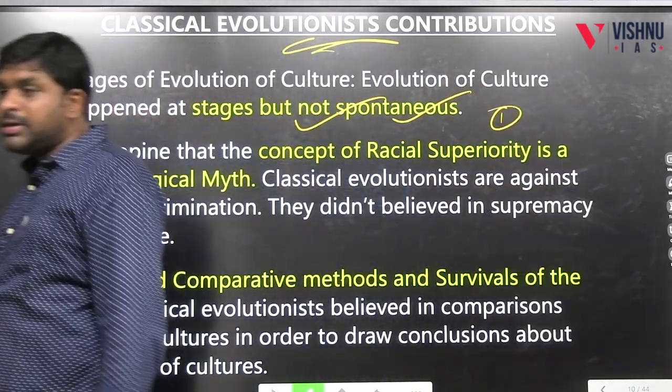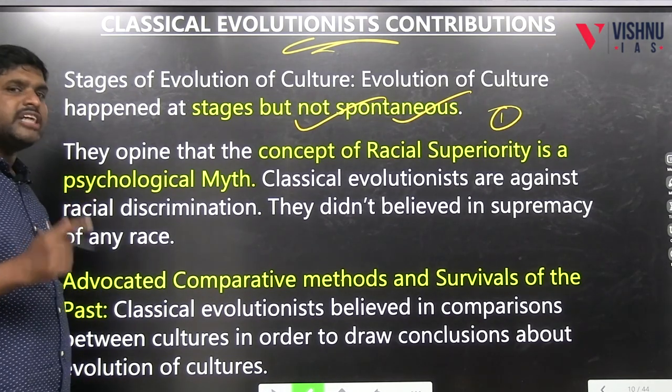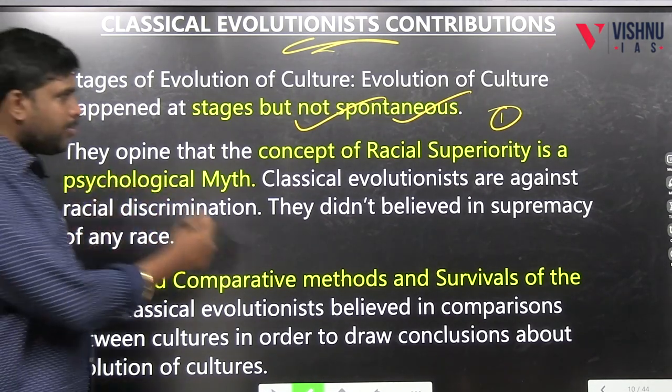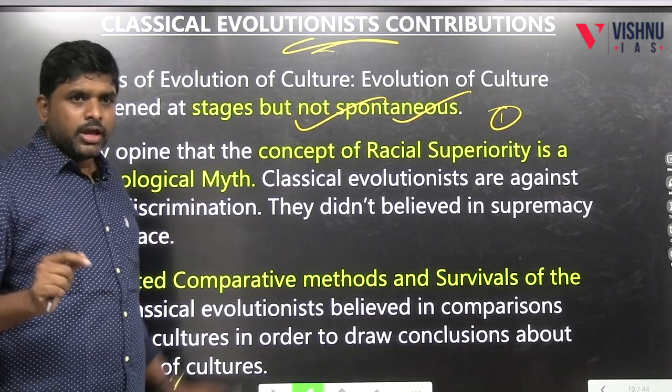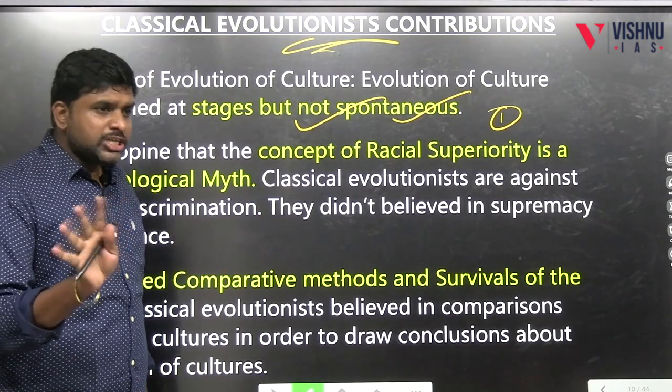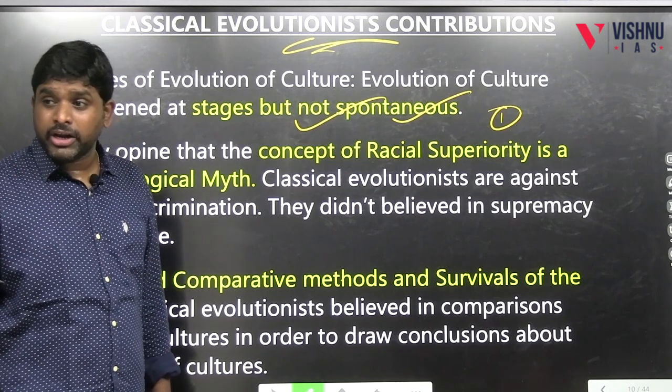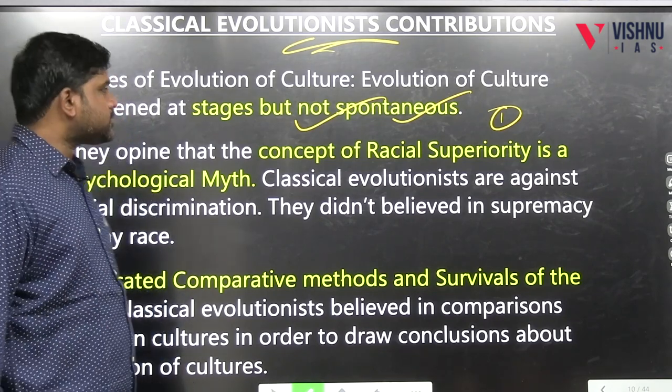Yellow color means it is the crux. Remaining is sentence formation for you. The same class PPT will be given to you as PDF. That will be the first resource. Yellow color is crux. Evolution is not spontaneous but in stages.